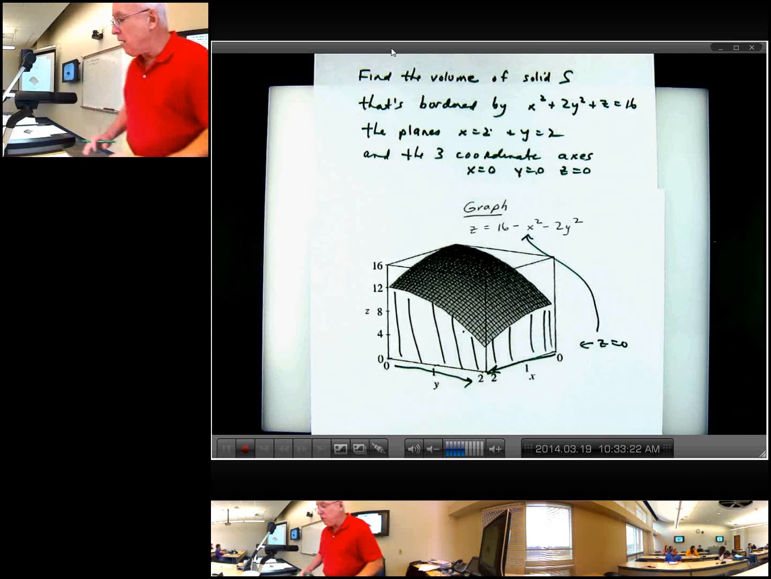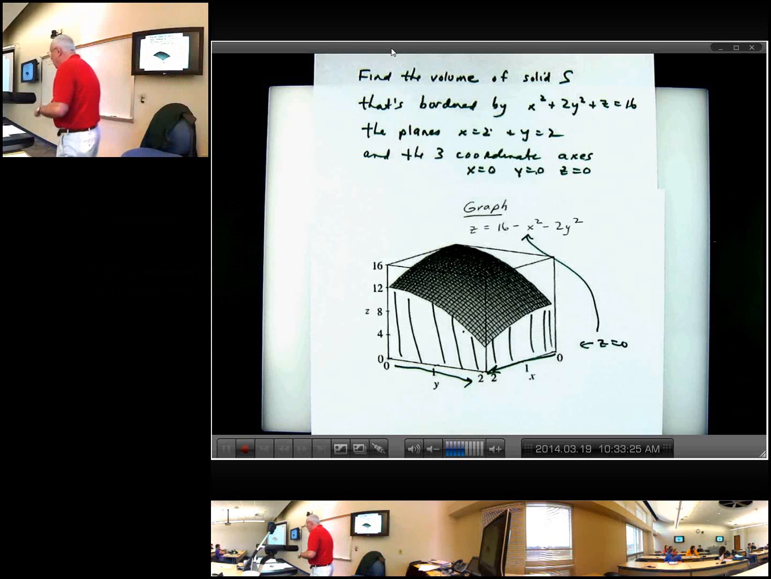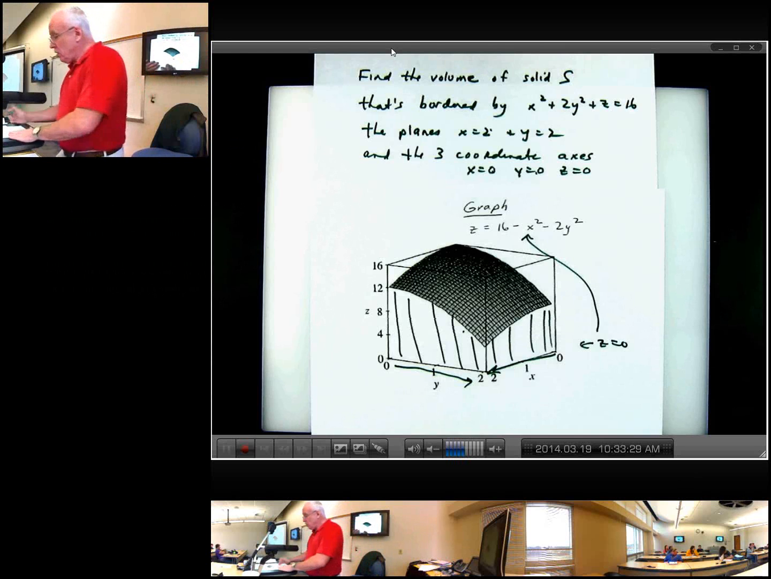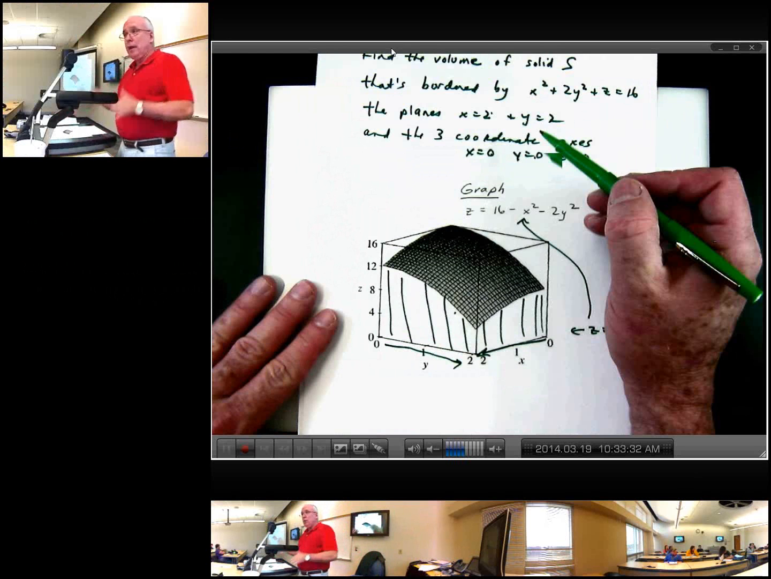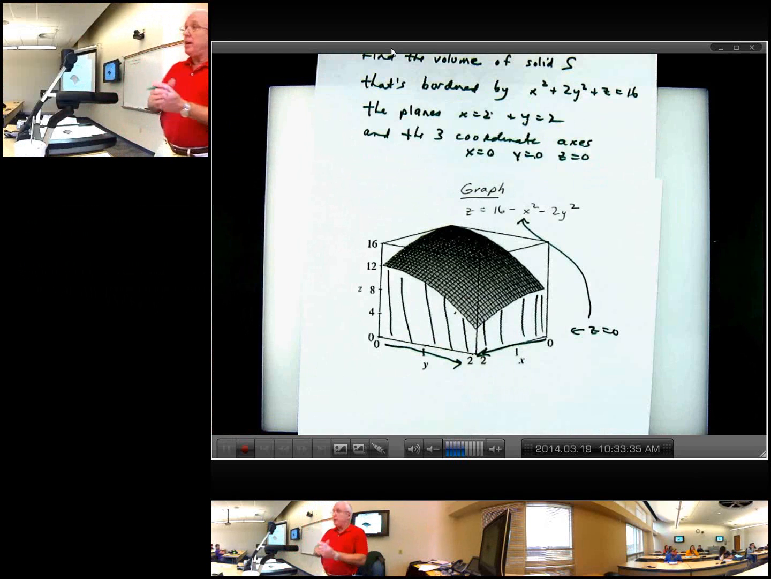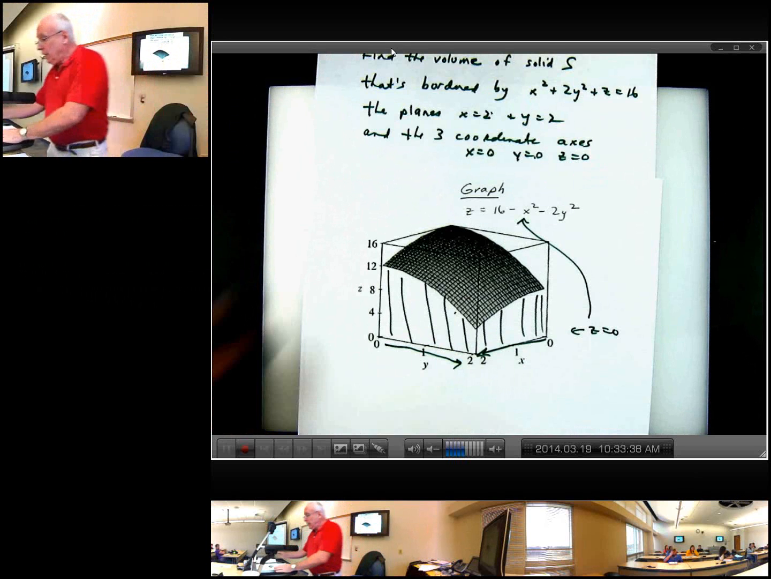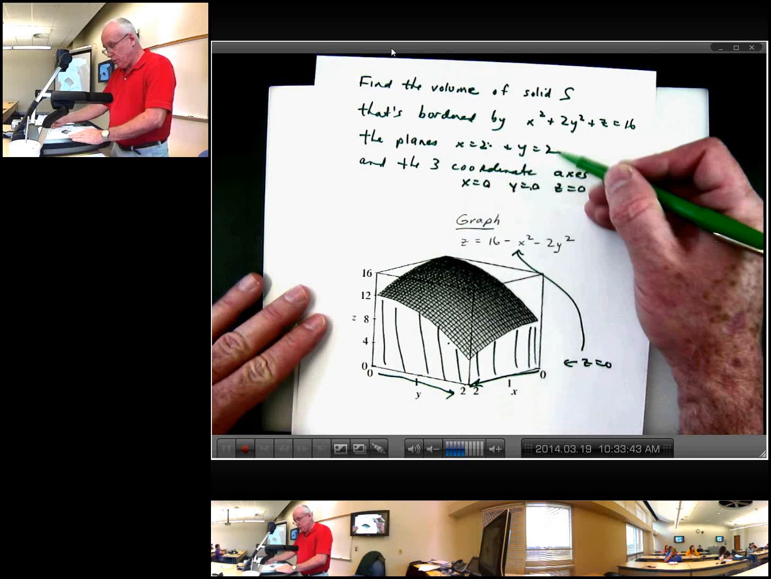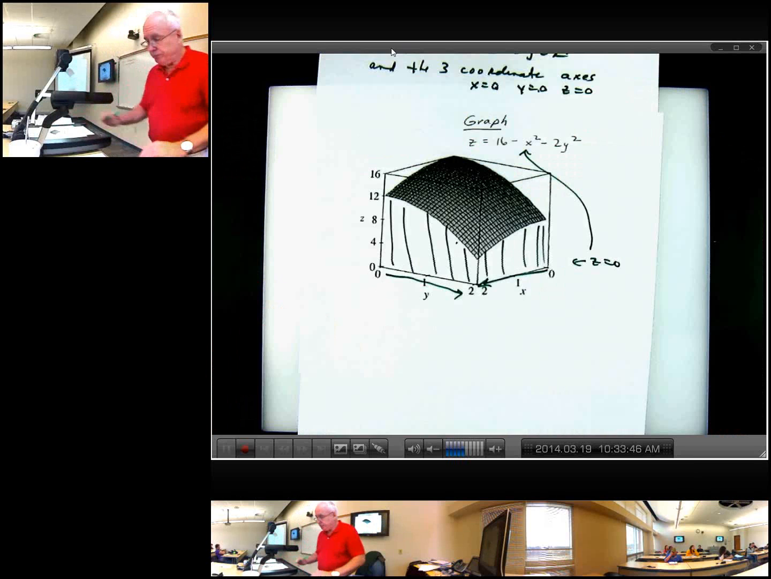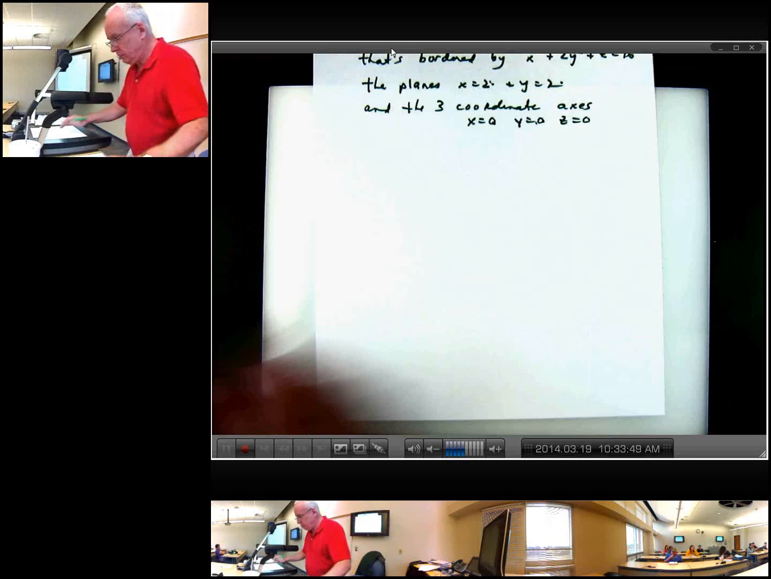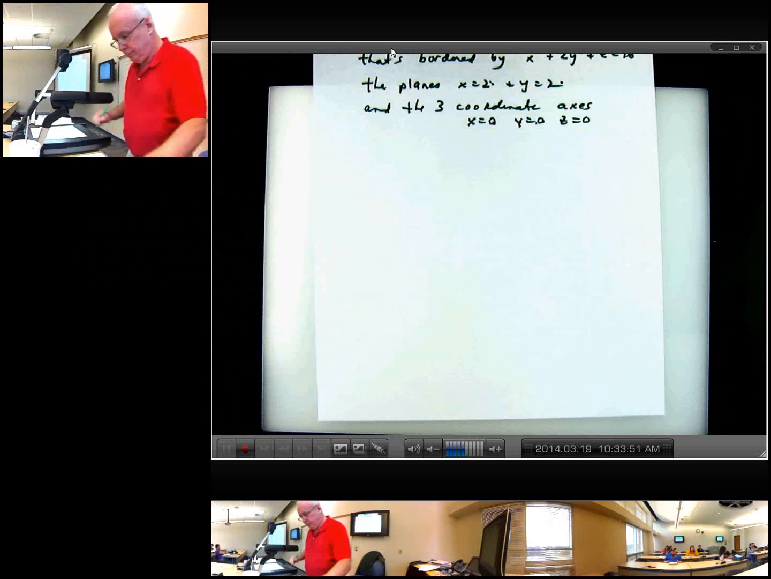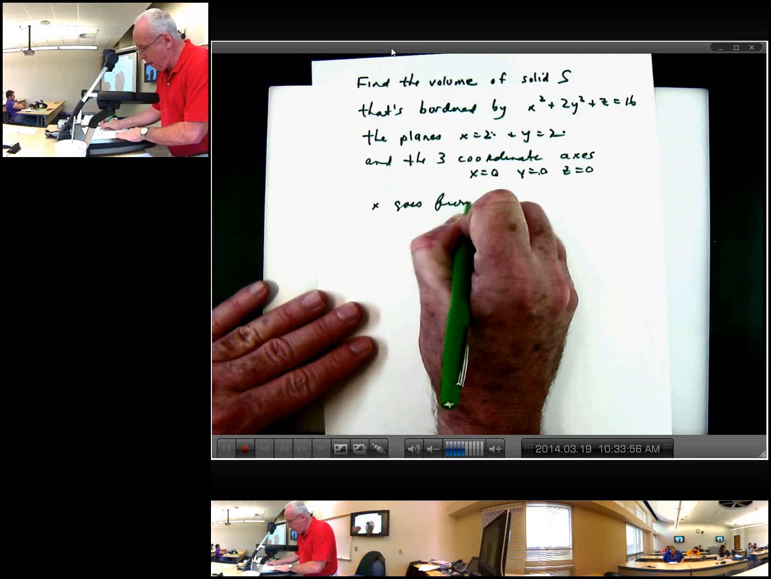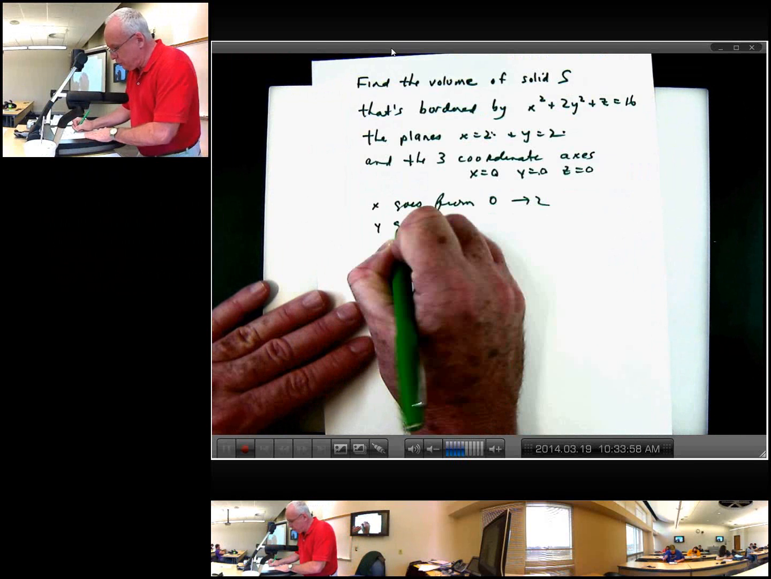So we have to figure out what our limits of integration are in order to determine this volume. We're not spoon-fed the limits of integration. Here we know x goes from 0 to 2, and y goes from 0 to 2.